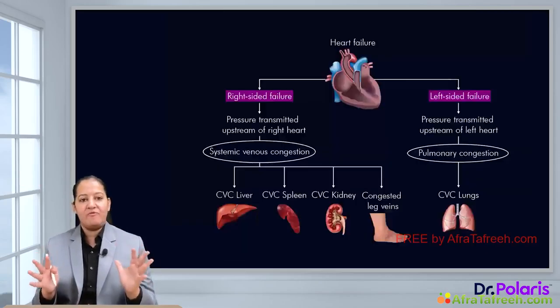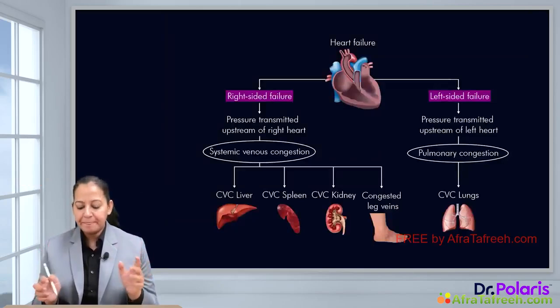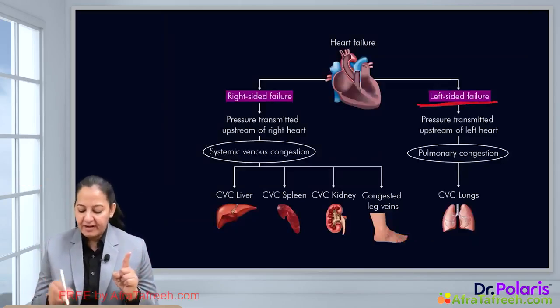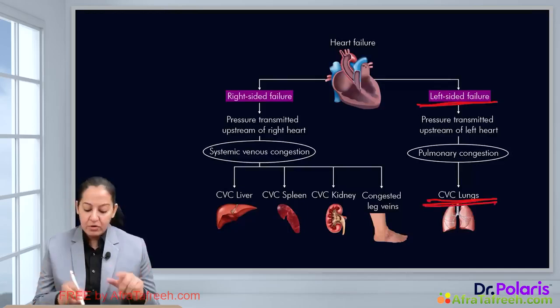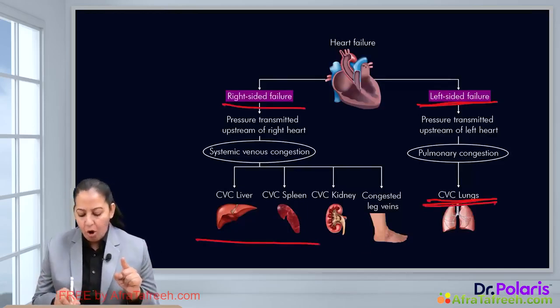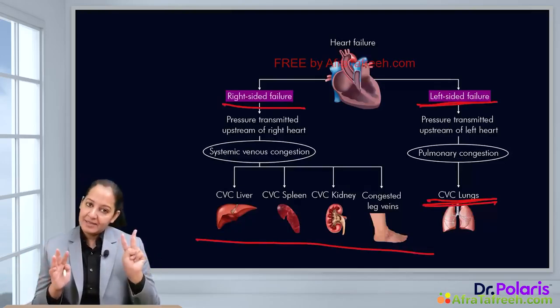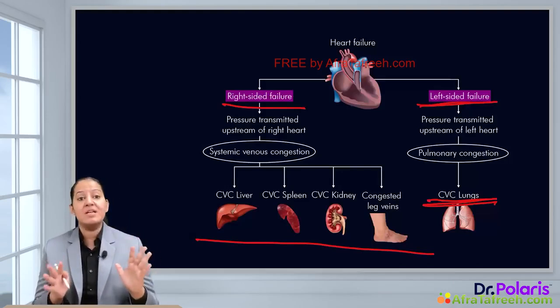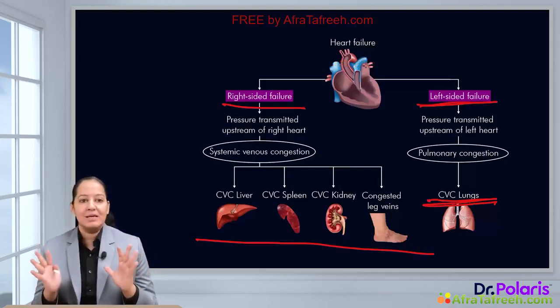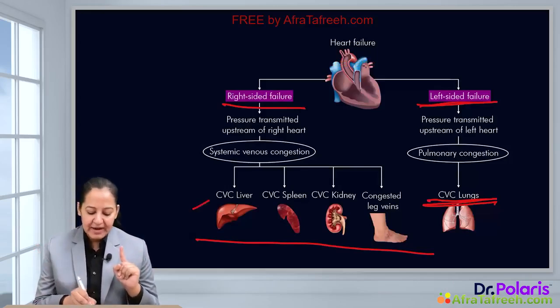You can see the same information given in this flowchart also. You can see in left heart failure, there is CVC lung. But in right heart failure, it is CVC of all organs of the human body except lung. But here, I will be discussing only 2 CVCs which are important in the MBBS syllabus for the university exams. It is CVC liver and CVC spleen.